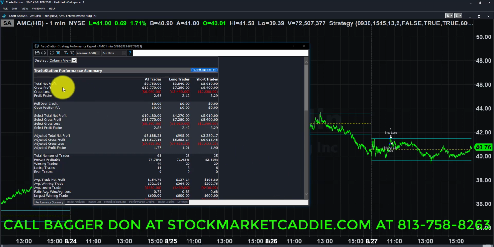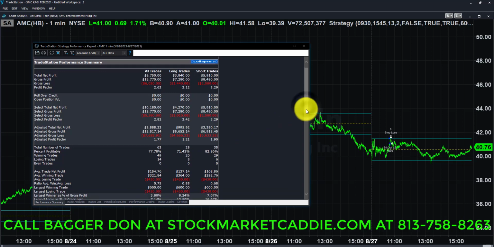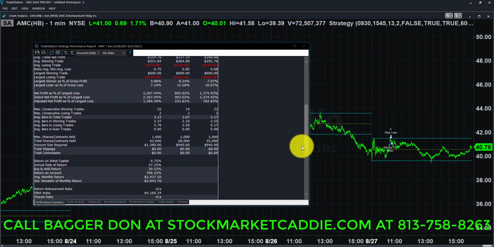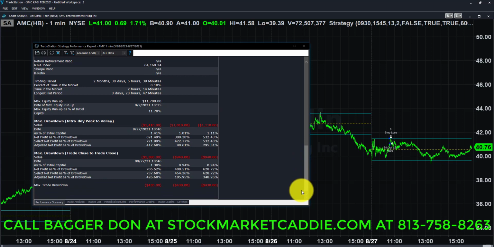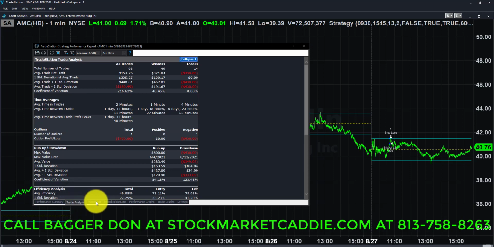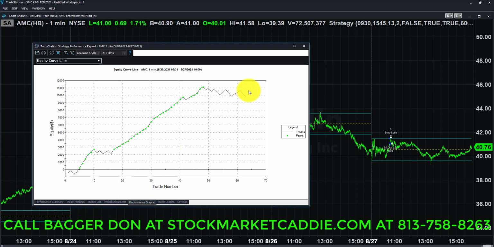Much different. Now the total net profit is 2.62, meaning I'm making $2.62 for every dollar I lost. If I had run this strategy with this amount of money over the last 3 months, I would have made $9,750. Total number of trades, 63. The winning percentage, very high, 77% of the trades. Well, that's pretty interesting. And I get a lot more data that I can peruse. My maximum trade drawdown was just $430. My trade analysis, a lot more information. And look at this beautiful looking, we call that an equity curve.